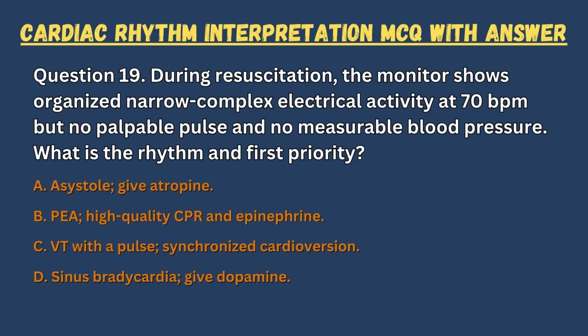Question 19. During resuscitation, the monitor shows organized narrow complex electrical activity at 70 BPM, but no palpable pulse and no measurable blood pressure. What is the rhythm and first priority? A. Asystole, give atropine. B. PEA, high quality CPR and epinephrine. C. VT with a pulse, synchronized cardioversion. D. Sinus bradycardia, give dopamine.